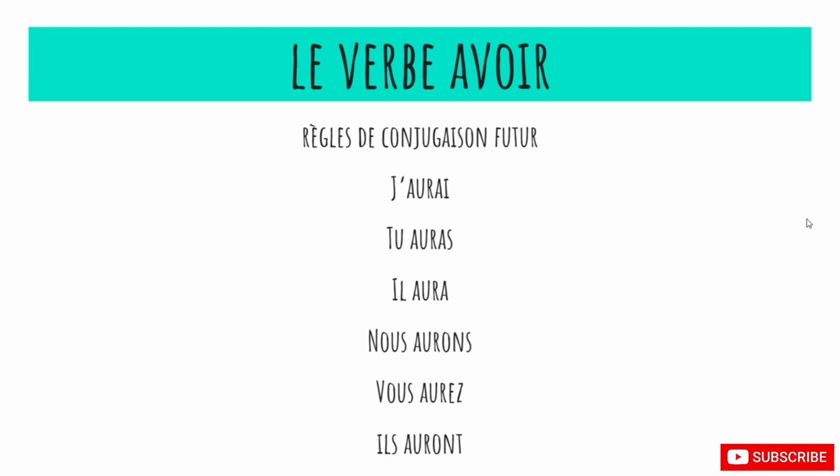Tu auras. So we don't pronounce the S at the end. Tu auras. Il aura. Nous aurons. So we make the liaison between nous and auront with the S. So the S became mostly the Z. So nous aurons. Vous aurez. So it's not vous aurez, but it's vous aurez. Ils auront.